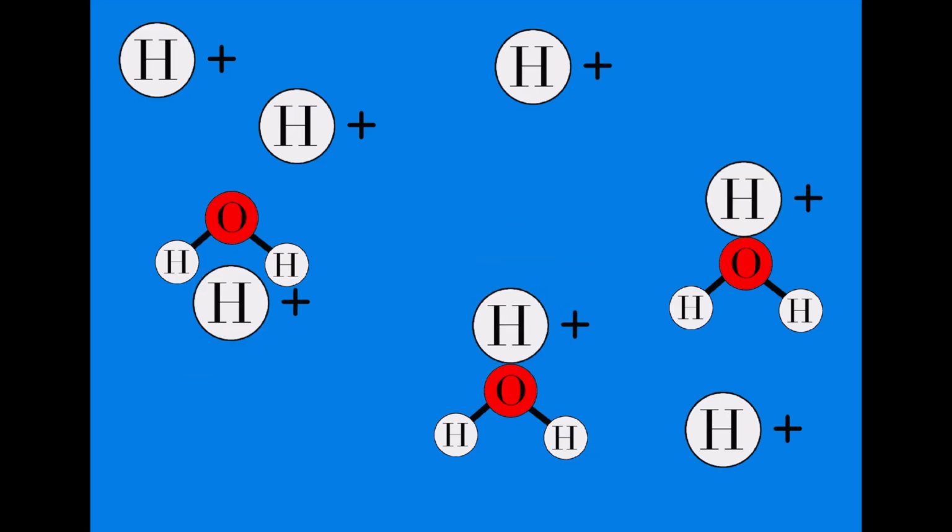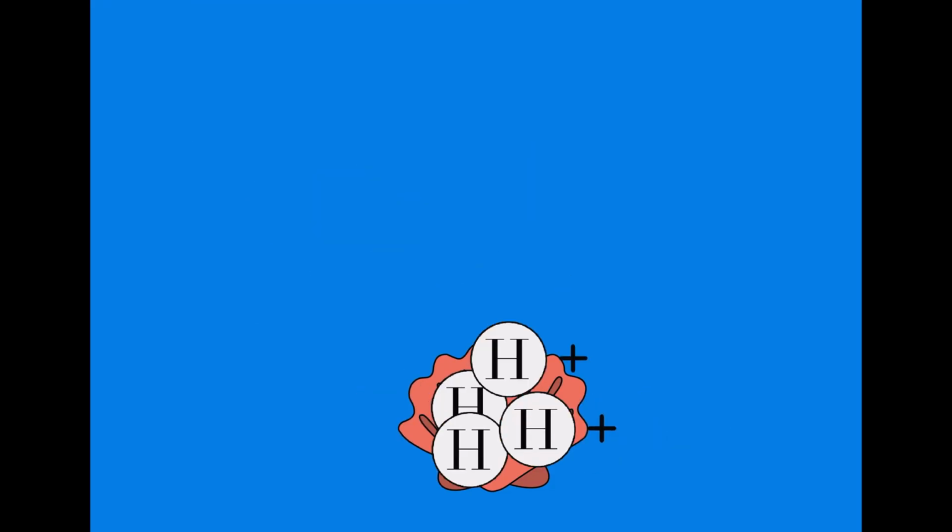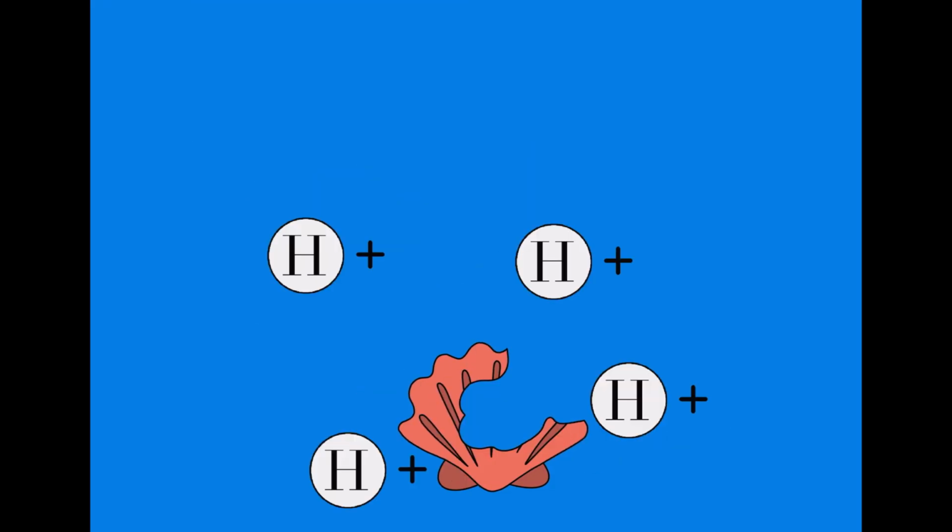To add, when there are too many of these ions, not all of them are able to bond with water molecules and begin to break down existing calcium carbonate molecules, like in shells, corals, and some planktons.